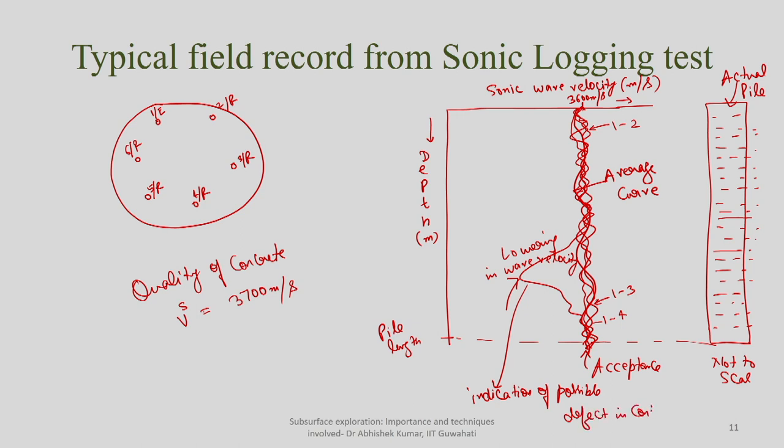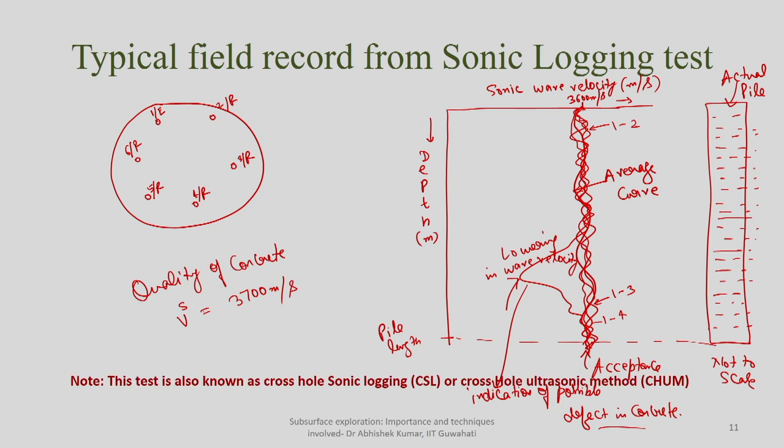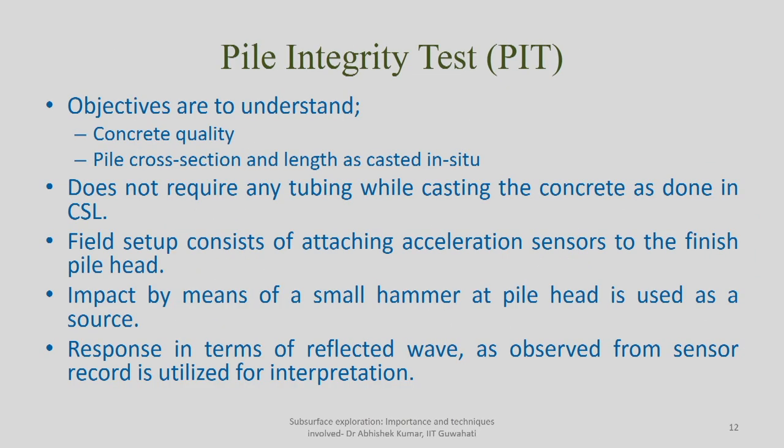In concrete, it can be because of honeycombing, it can be because of arching, it can be because of necking and so on and so forth. Any reason which is responsible for delay in detection of the signal at the receiver is a possible indication of reduction in the quality or any kind of possible defect. So, that is how you can get an idea about possible defects in the concrete. Okay. Now, the test is also known as cross hole sonic logging method or CSL or cross hole ultrasonic method, that is CHUM. Now, I am going to discuss another method here, pile integrity test.